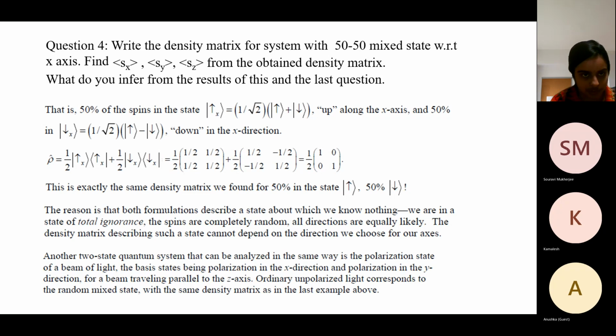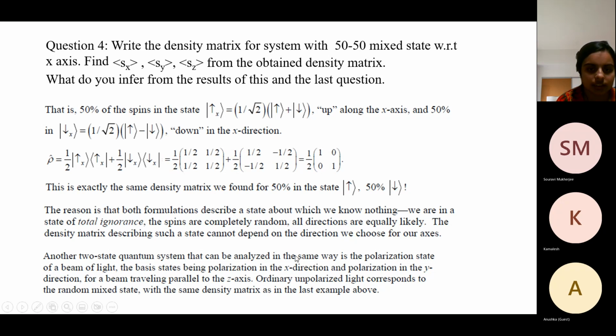So that's what physically these two questions giving the same answer mean. Now, another two-state quantum system can be analyzed in the same way, and that is the polarization state of a beam of light. I had seen in the assignment there was some question which says that it's polarized along some direction, and what would be the density matrix or something like that.